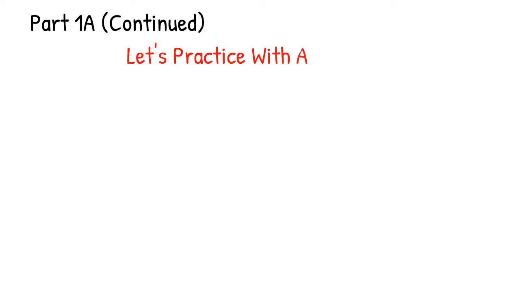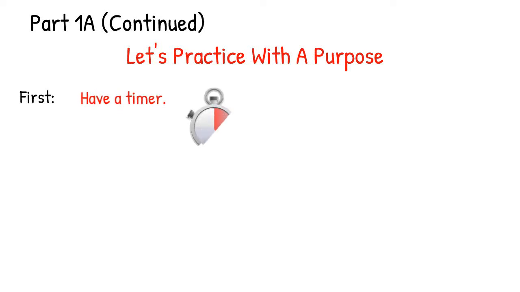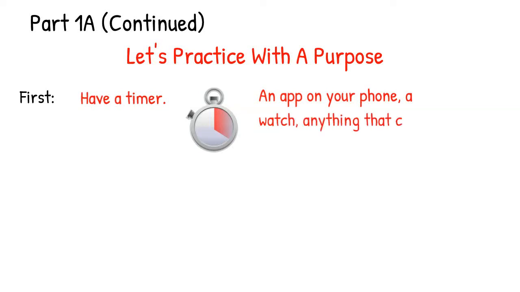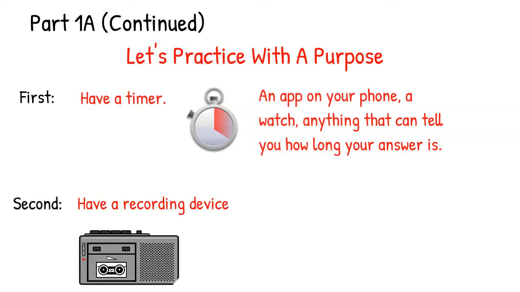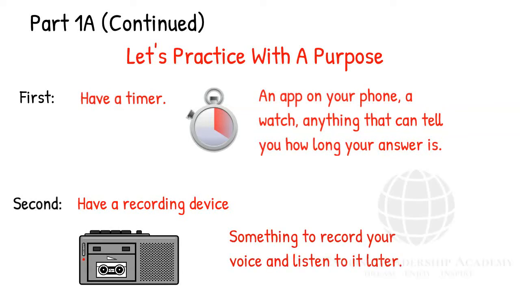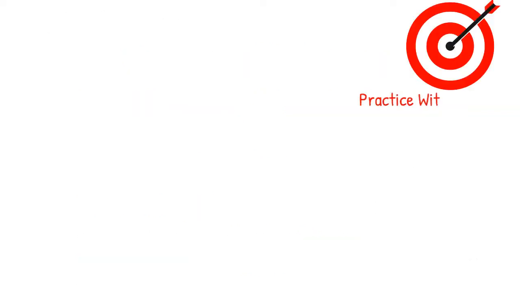So let's work on practicing with a purpose. When we do that, we're going to do a number of things here. First, we're going to have a timer. We are going to time ourselves when we practice so that we can practice under test conditions. So use an app on your phone, a watch, anything that can tell you how long your answer is. And second, have a recording device. Yes, you're going to record yourself. Have something to record your voice and listen to it later and review it. It's the best way to learn our speaking ability.